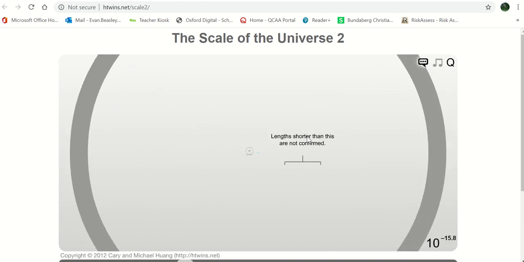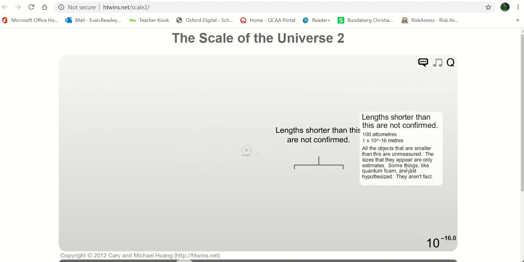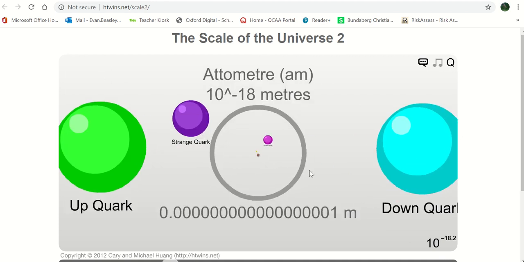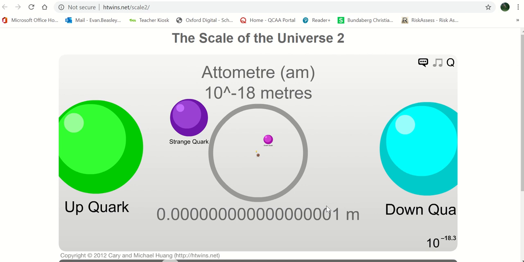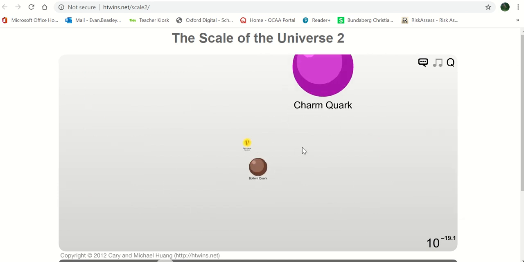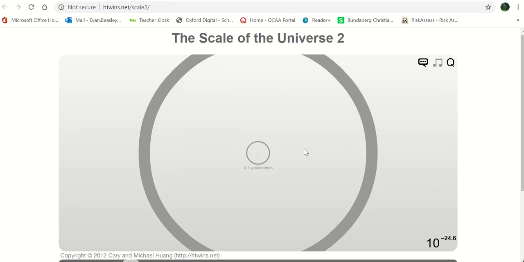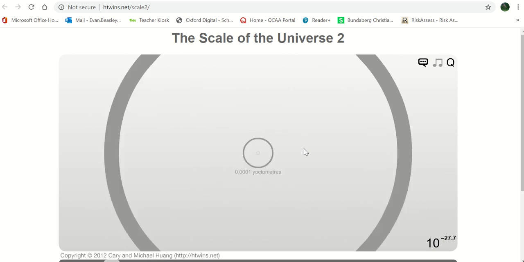Now we're not really sure about things that are smaller than 10 to the negative 16. That's lots of zeros, but they're hypothesized. So let's have a look. Quarks, so up quarks and down quarks, etc. make up atoms. Neutrinos, so we can keep going smaller and smaller.